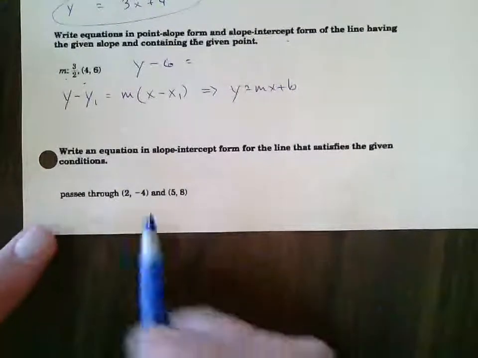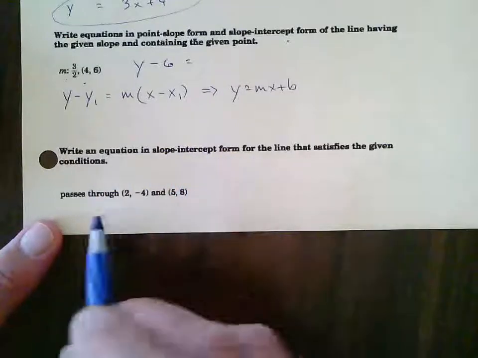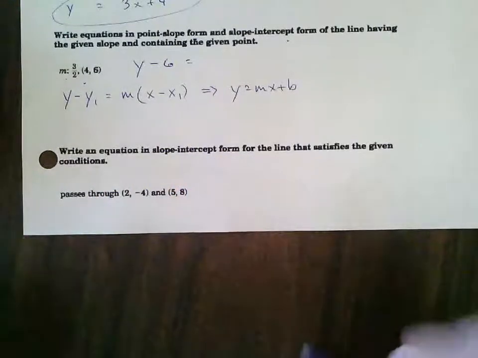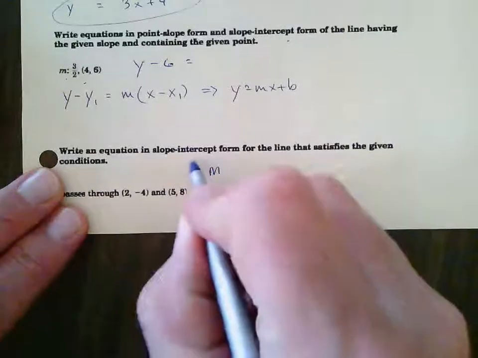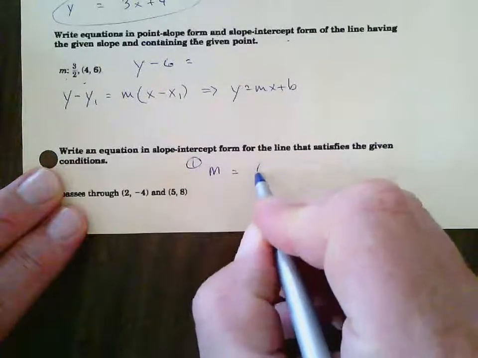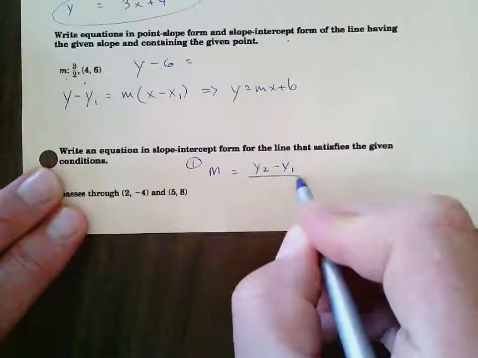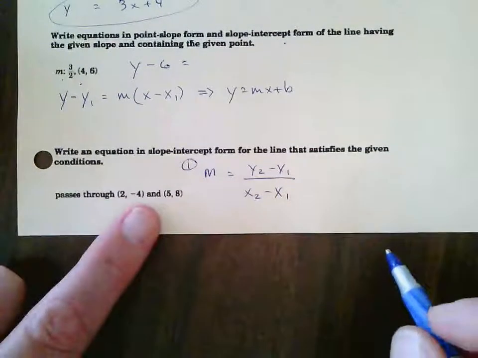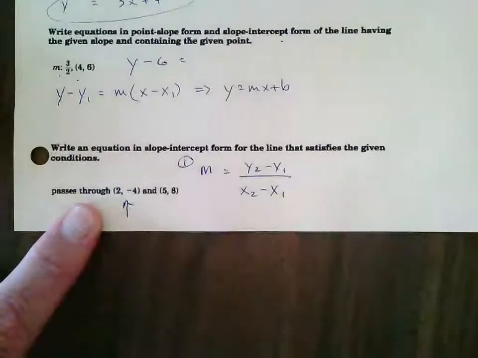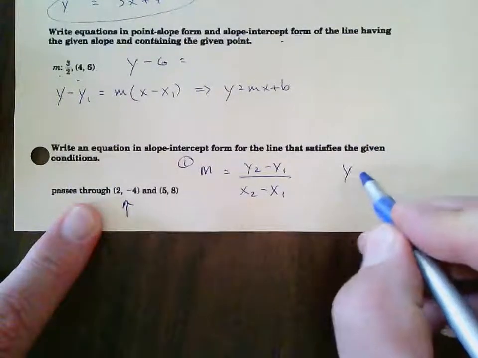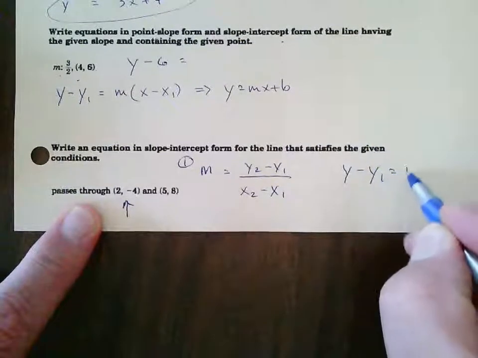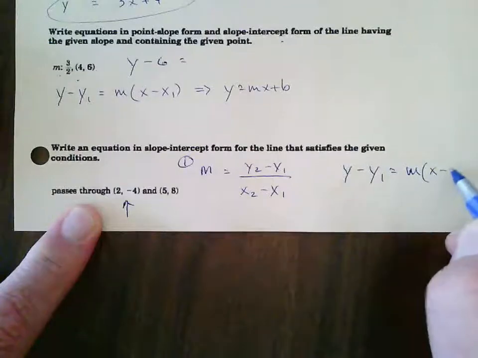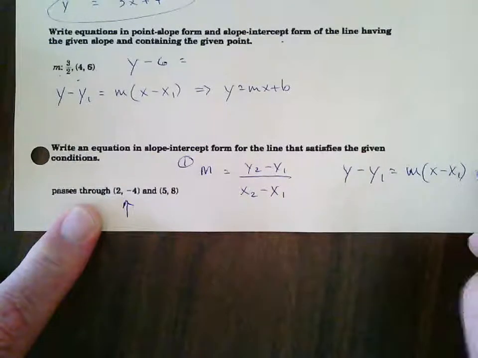This problem here, write an equation in slope-intercept form. Well, I don't have a slope. I have 2 points. And if you have 2 points, find your slope first. So your first step is to find your slope. Use the slope formula. And then once you have your slope, grab one of the points and put it into point slope form, which you then can convert to slope-intercept form.